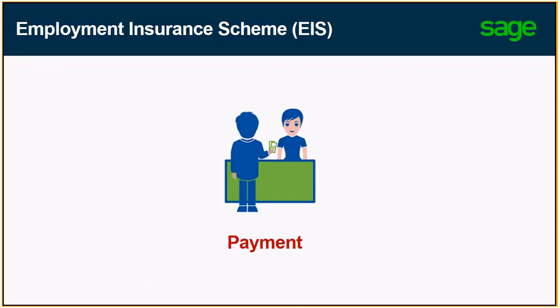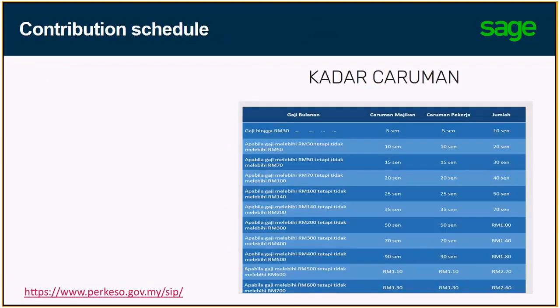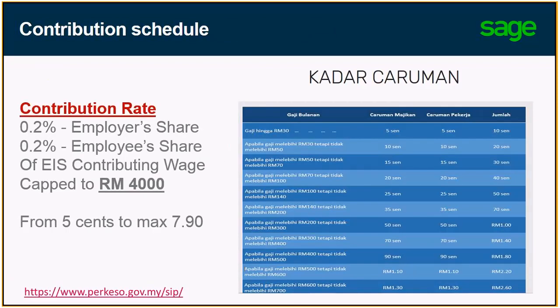Now, how about the payments for this EIS? Let's see the contribution schedule. The EIS contribution rate starts from 0.2% for the employer share and also 0.2% for the employee share of the EIS contributing wage, capped at 4,000 ringgit. So it comes out to roughly from 5 cents to 7.90.